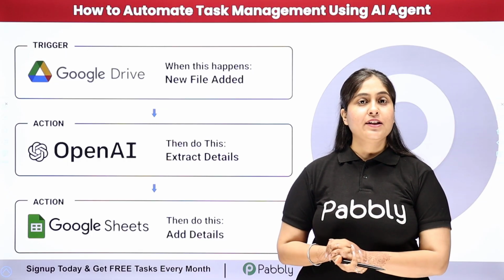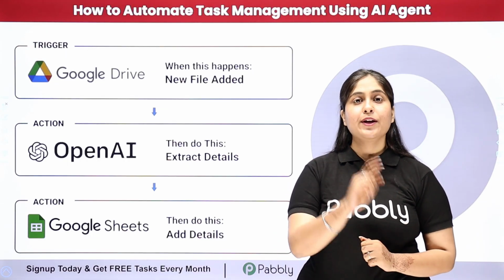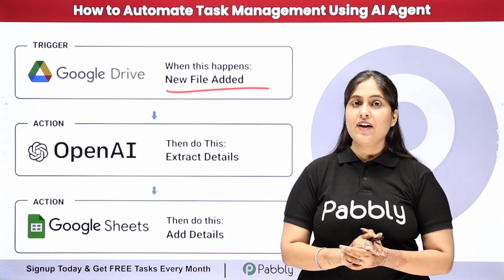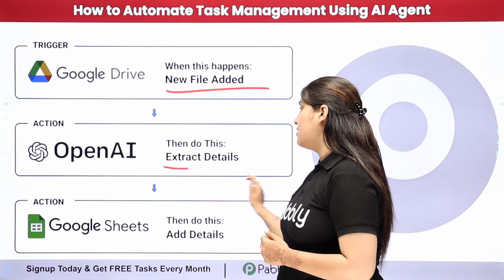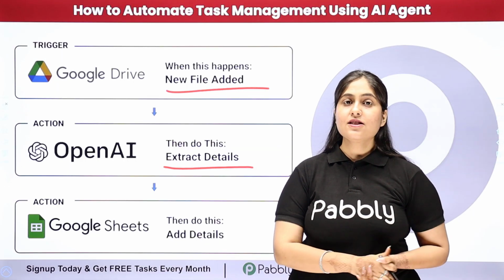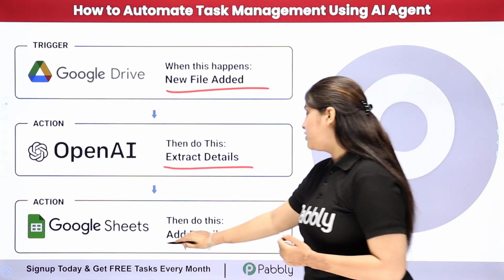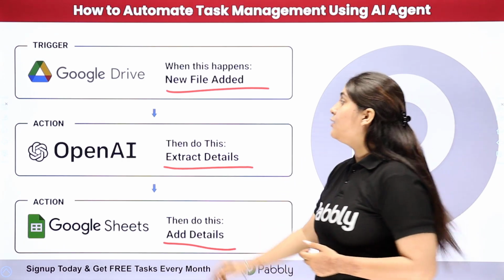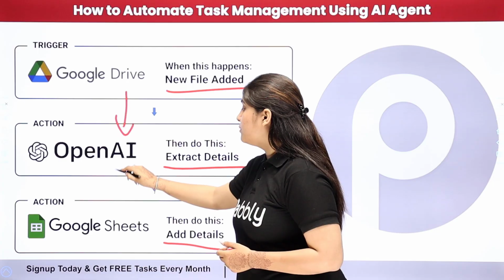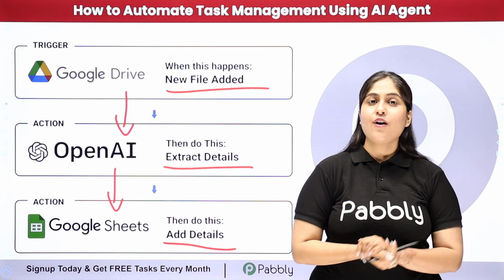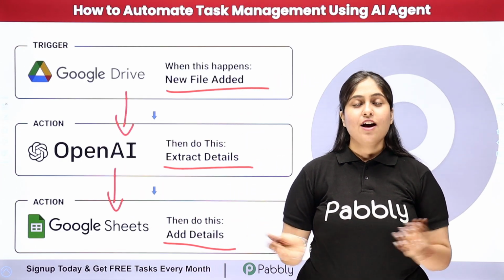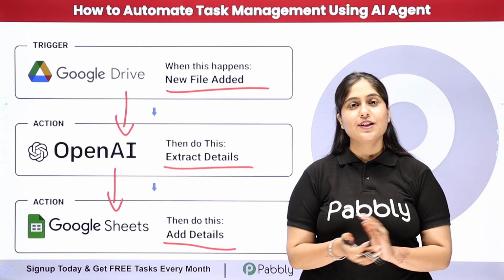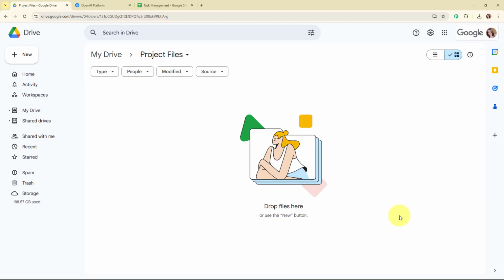So as a project manager, my objective is that whenever I upload a new project file in my Google Drive, then automatically, using the file, OpenAI should extract the tasks. And after extracting the task details, that should automatically be added in my Google Sheets as a new row. So now to automate the entire process, I need to connect my Google Drive with OpenAI and Google Sheets using an automation software named Pabbly Connect. So to see the working of this automation and to learn this process step by step, let me take you to my screen. Welcome to my screen.